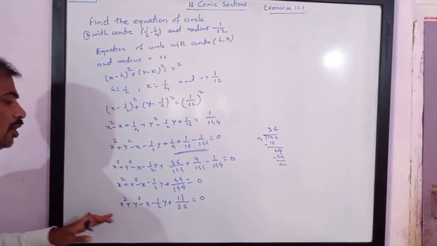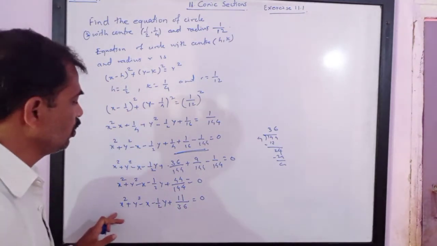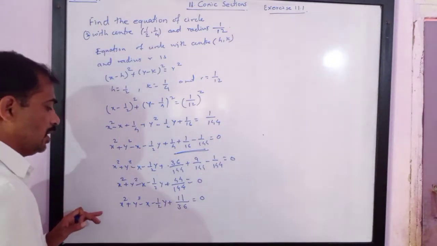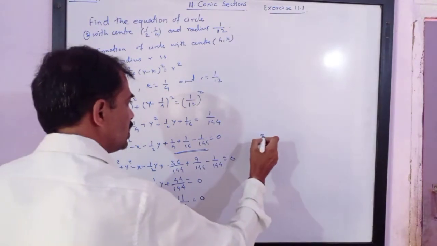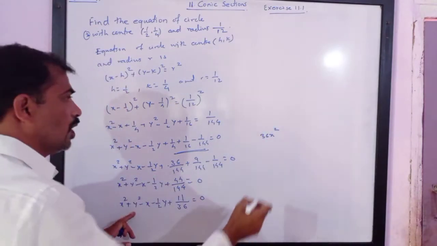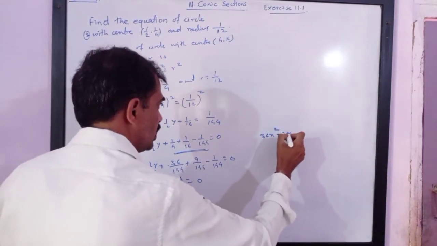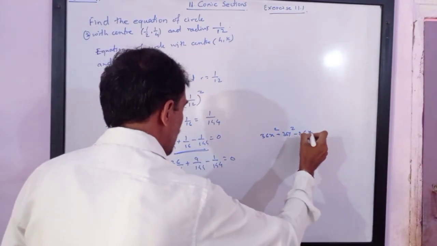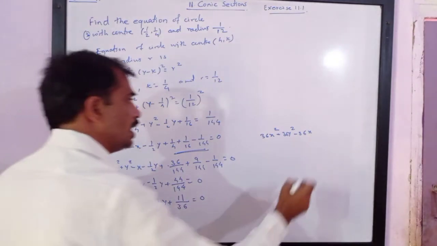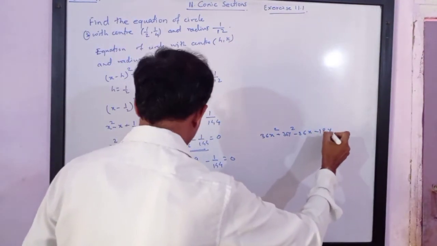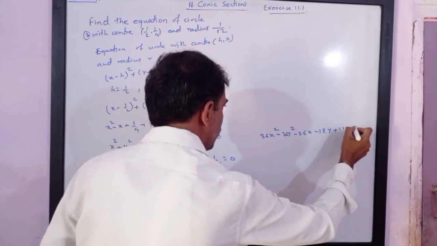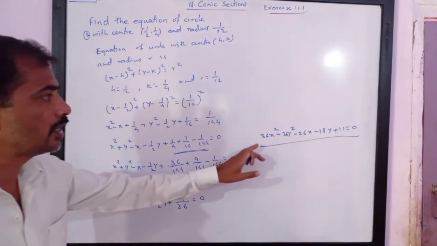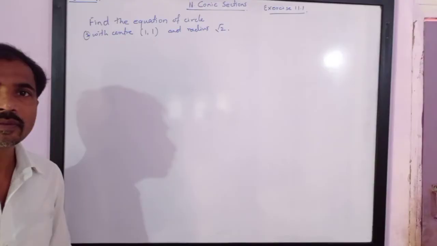Now please note, we don't normally keep it in the denominator form. So if you multiply the whole equation by 36, you will get 36 into x square will be 36x square. 36 into y square will be 36y square. Then minus 36x, this is minus 18y plus 11 is equal to 0. So this is the equation of a circle, required equation of the circle.